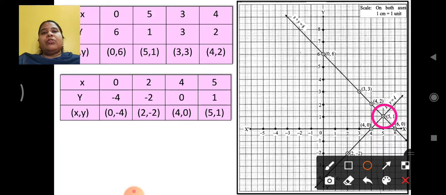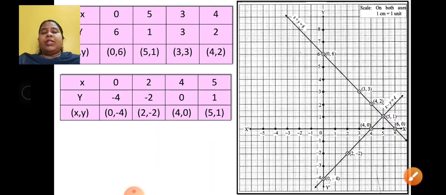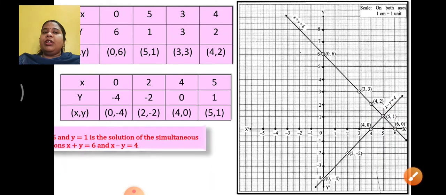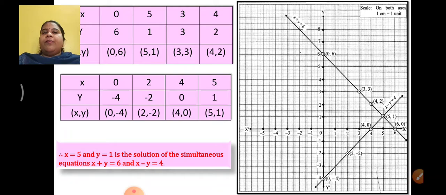So how to get the solution? Once you have prepared the two tables, you plot them on the graph and you will get two lines. Wherever they intersect, that point will be the answer, that point will be the solution. So what is the solution? x is equal to 5, y is equal to 1 is the solution of these two simultaneous equations. And how do I get that? It is nothing but the point of intersection of these two lines. See here, the point of intersection of these two lines is 5 comma 1.